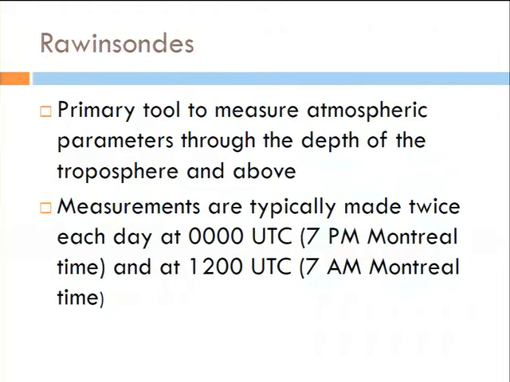Now, the primary observation weather tool that we have is a weather balloon. Okay, and so weather balloons are launched twice a day around the world, and they're launched at noon and midnight Greenwich Mean Time. So for us currently, that would mean that the balloons are launched at 7 a.m. and 7 p.m. local time. Okay?